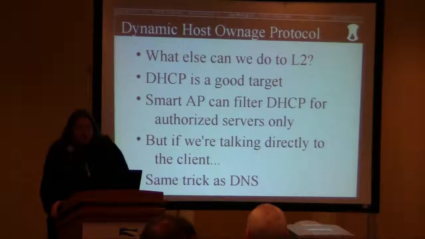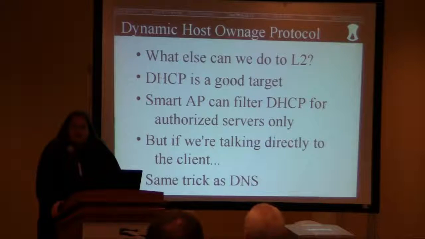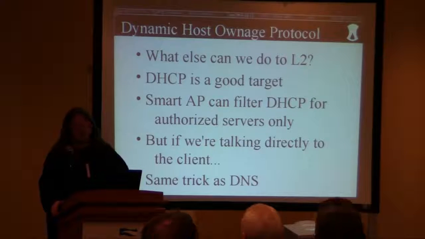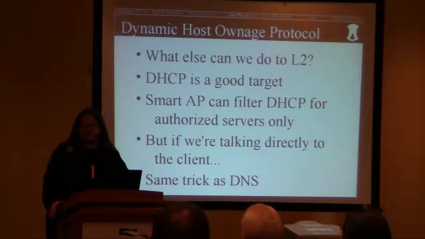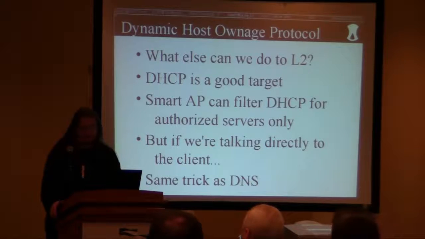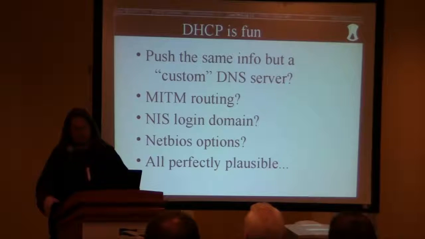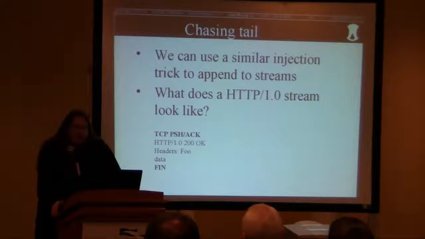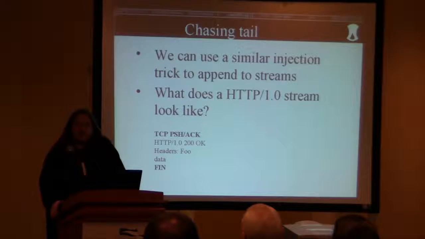So what else can we do to layer 2? Well, DHCP is a pretty nice target. Smart AP can filter DHCP to authorized servers only if on a deployed network. But if we're talking directly to the client, it doesn't matter if the AP is smart enough to filter things. We can just feed them DHCP responses that give them our own DNS server or our own router that then feeds them back into the network legitimately after customization. Man-in-the-middle routing, you could proxy, you could spoof NIS login stuff, you could do NetBIOS stuff. Yeah, that all works. We can also do other fun tricks, like we can append to TCP streams.